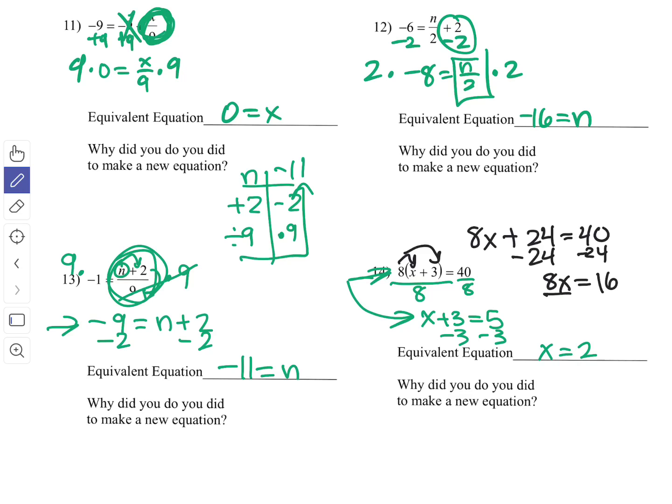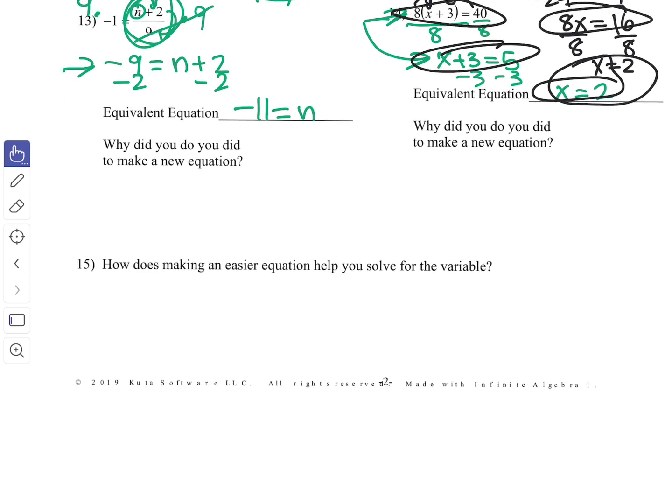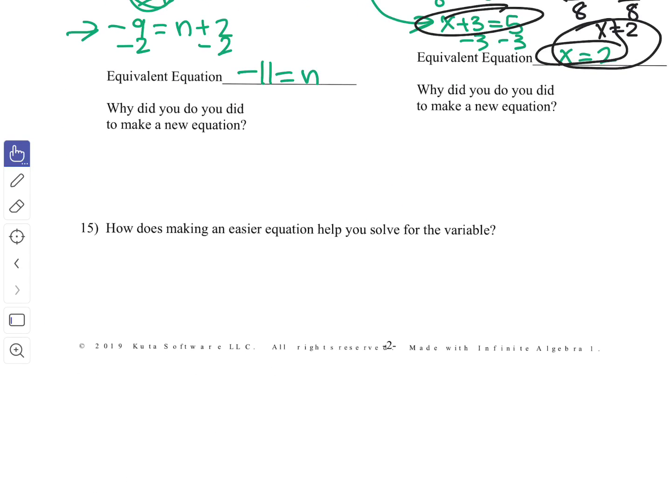Or you could distribute, because that is another property we can use. And you distribute the 8, giving you what I'm writing in black ink, the 8x plus 24 equals 40. Then the 8x equals 16 and x equals 2. So all these are equivalent equations, and they all give us the same answer, but depending on what we do, we can go different routes while we're doing this, okay?